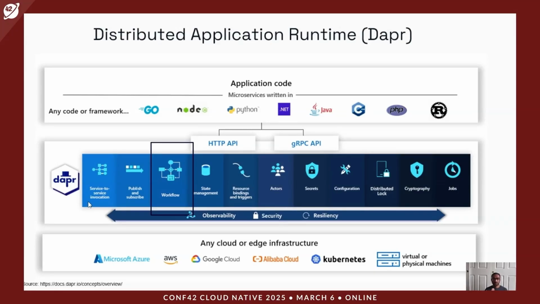For example, if you have 3000 pods running and your service is deployed in the 3000 pods, then you have the Dapr sidecar running along with your service in all these 3000 pods. If you look at the architecture diagram here, we have the application itself, which is nothing but our service. It can be written in any programming language: Go, Node, Python, .NET, Java, and so on.